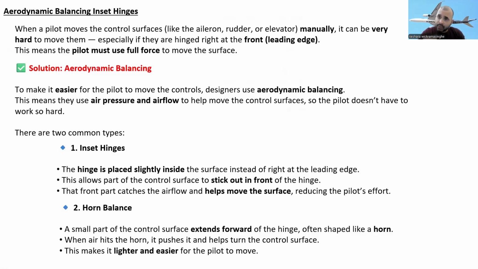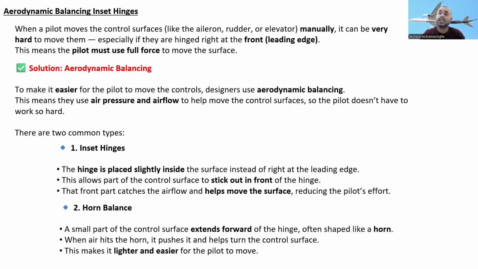Okay, when the pilots move the control surfaces manually, it's very hard to move them, especially if they are hinged right at the front leading edge. This means the pilot must use full force to move the surface. So they have a solution. The solution is we use aerodynamic balancing. To make it easier for the pilot to move the controls, designers use aerodynamic balancing.